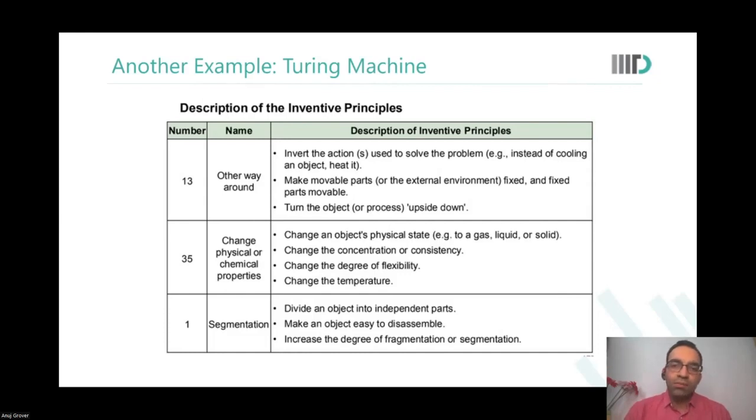So, can we think of a solution by using segmentation? I need to clean this turning machine and remove the shavings. How can the principle of segmentation help me? Have you cleaned small crevices of your laptop or something like that? Laptop or keyboard, have you tried to clean? What happens?